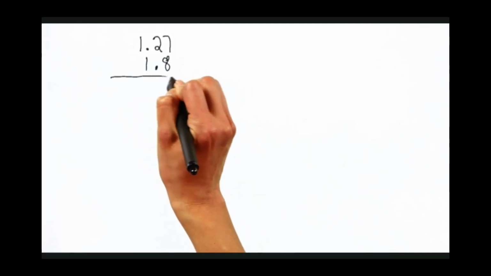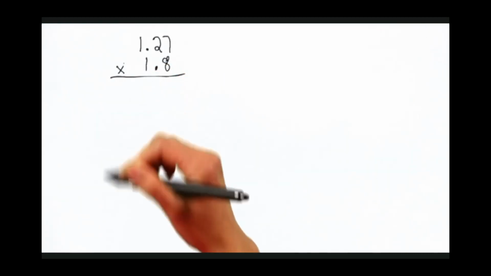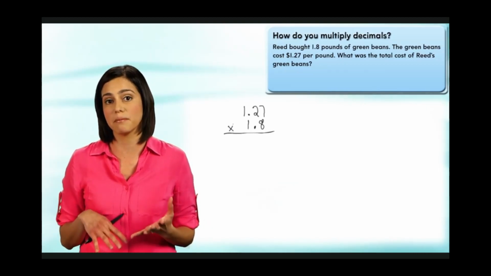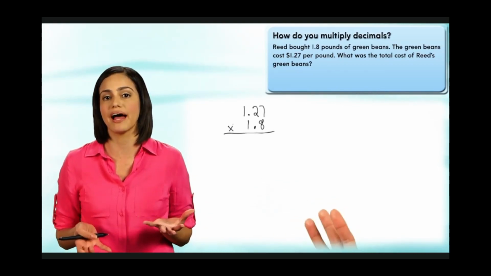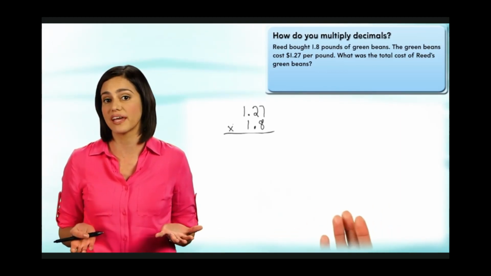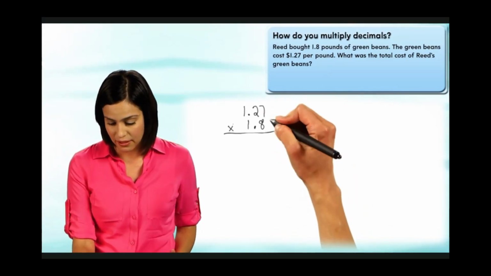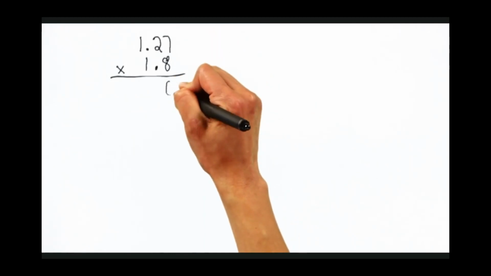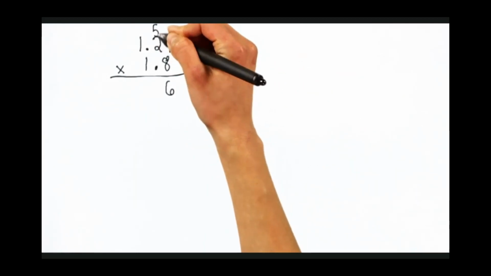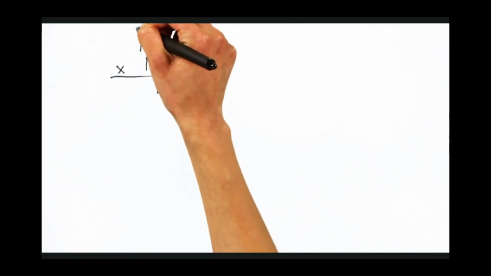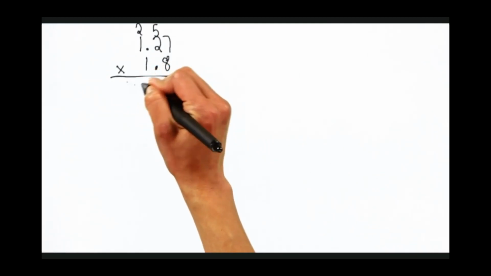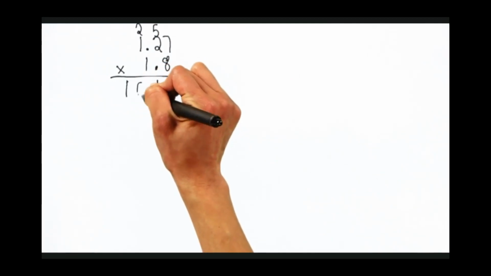8/10. Now, when we multiply decimals, we actually multiply them the same way we multiply whole numbers. So we won't worry about the decimal until we get our product. So 8 times 7 is 56. Write the 5 there. 8 times 2 is 16, and 5, that's 21. 8 times 1 is 8, and 2, that gives us 10.